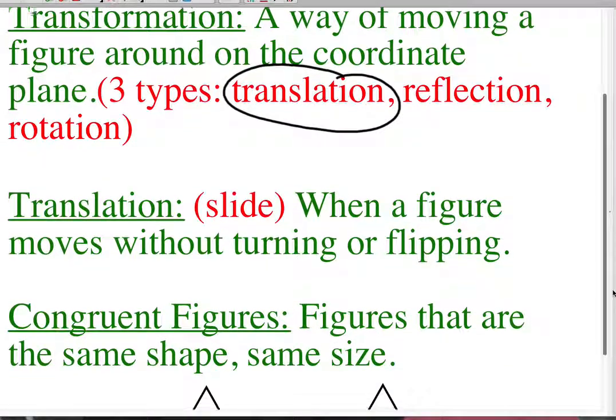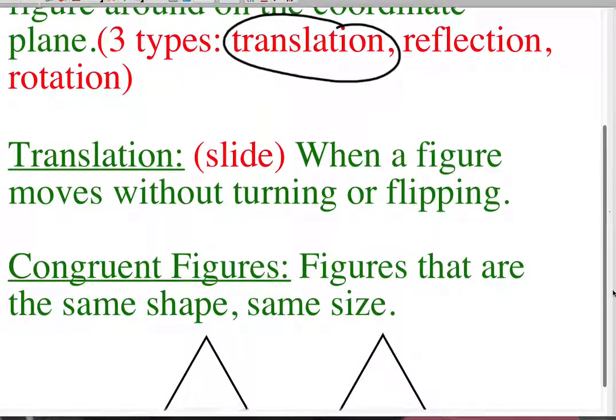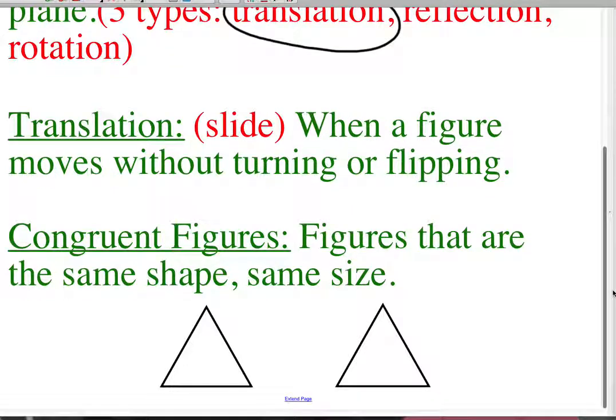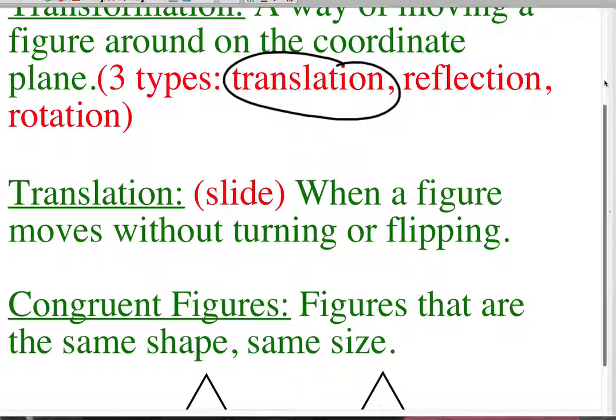Translation is also called a slide because that's what you're going to do to the shape. You're actually going to move this shape right and left or up or down a certain number of units like it is sliding around the coordinate plane. It never turns, it never flips, and when it's all said and done, you will end up with what are called congruent figures.